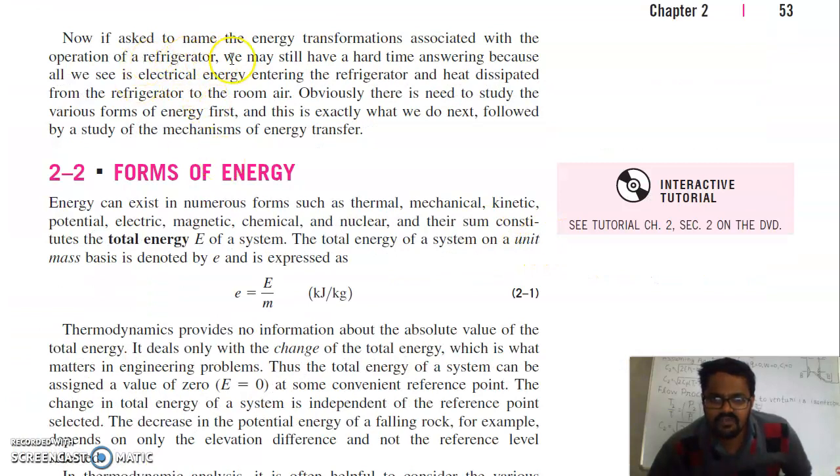So now if you ask to name the energy transfer associated with the operation of a refrigerator, we will still have a hard time answering, because all we see is electrical energy entering the refrigerator and heat dissipated from the refrigerator to the room. So obviously there is a need to study the various forms of energy first. So next topic we will start with the different forms of energy.